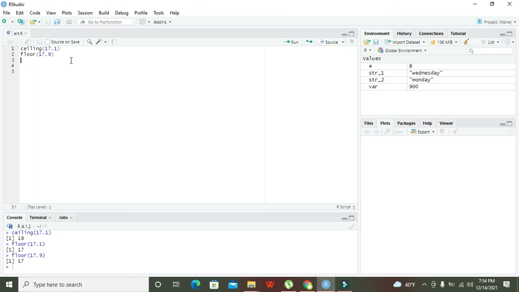So hopefully you got the concept of how you can round off the numbers within the R programming language.